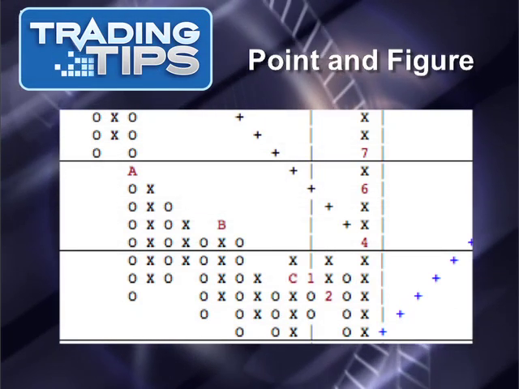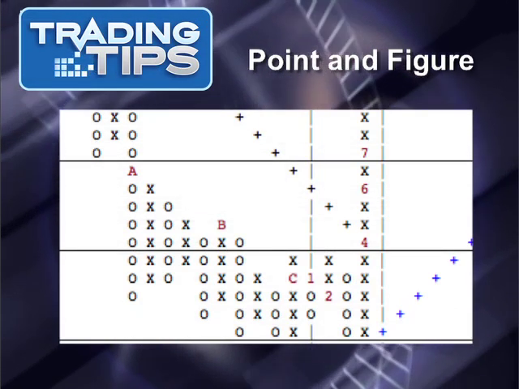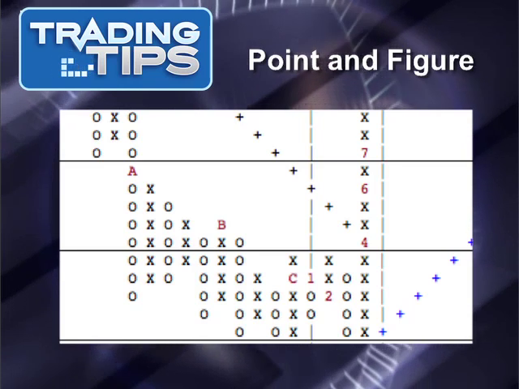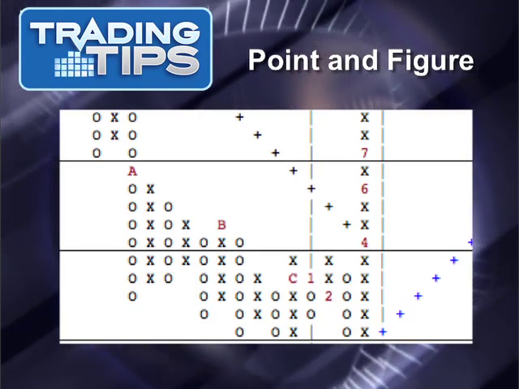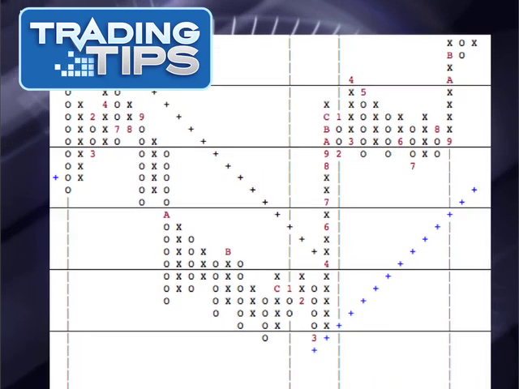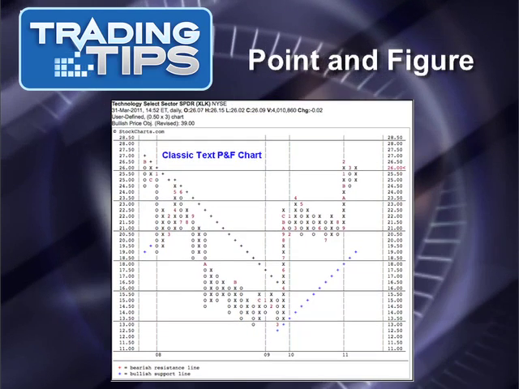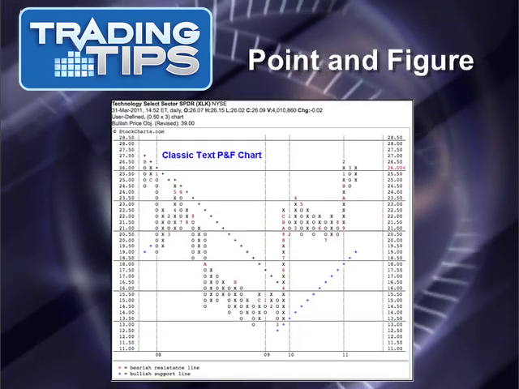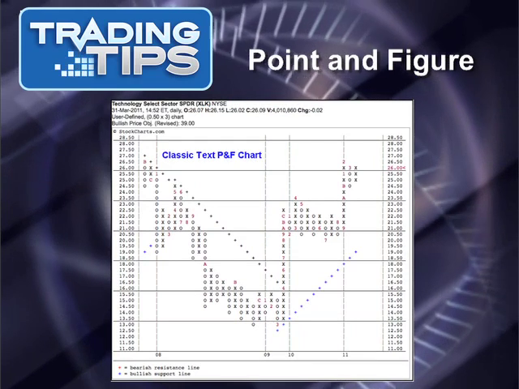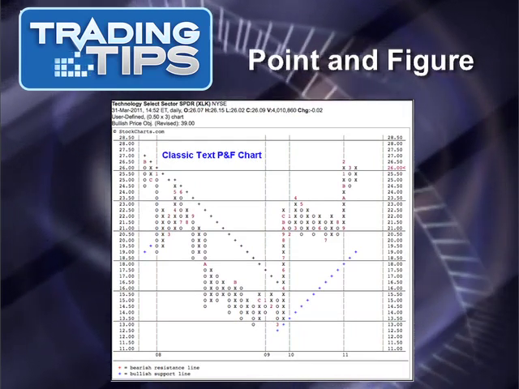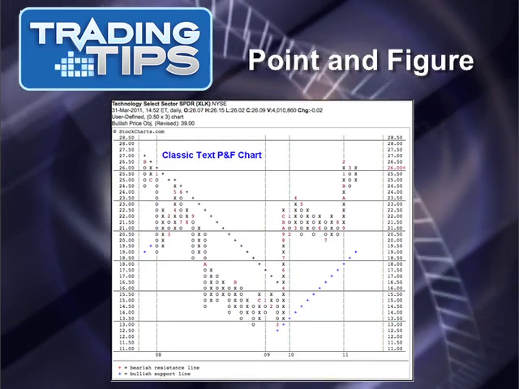Point and figure charts consist of columns of X's, which represent rising prices, and O's, which represent falling prices. They're designed to filter out insignificant price movements. Time is not a factor in point and figure charts. This makes support and resistance easier to identify. Pictured here is a classic point and figure chart.